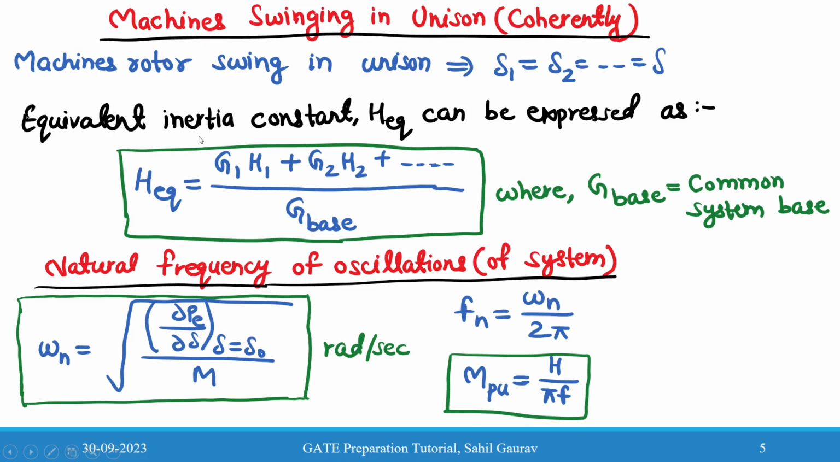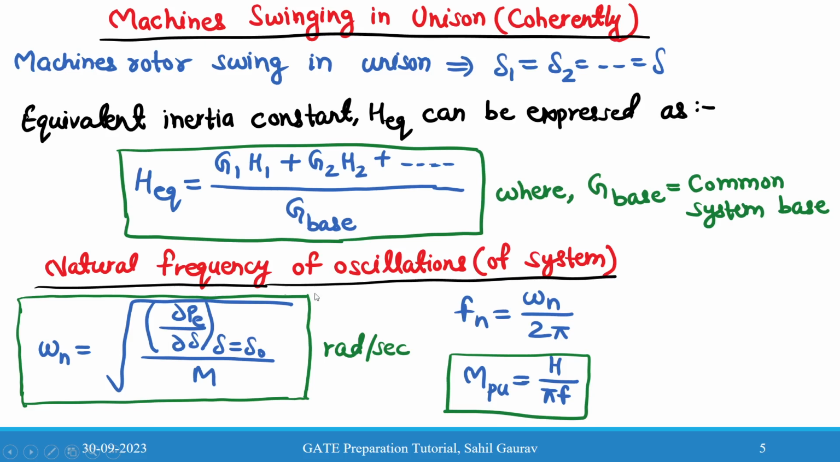So for this type of system we can write the equivalent inertia constant by taking the ratio of total kinetic energy to the system base. The total kinetic energy will be G1 H1 plus G2 H2 and so on, for all the machines present in the system. So we can find the equivalent inertia constant for a multi-machine system by taking the total kinetic energy divided by the system base. Here G base is the common system base.